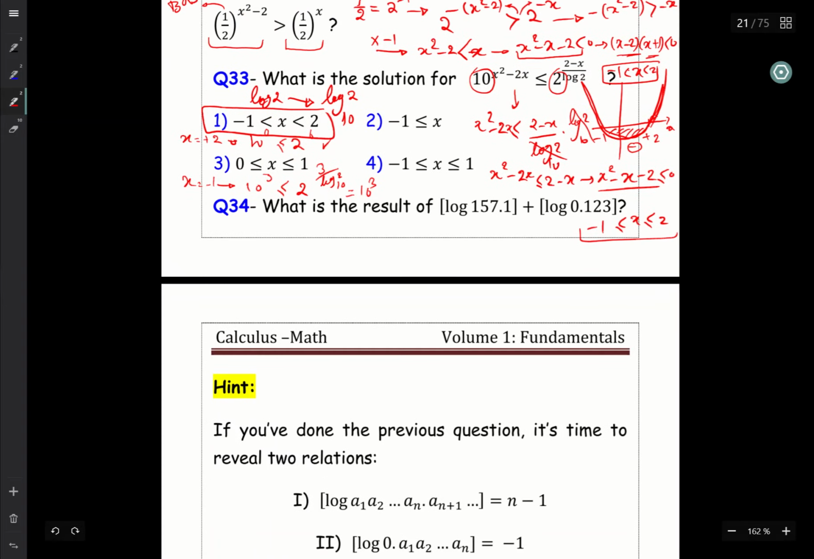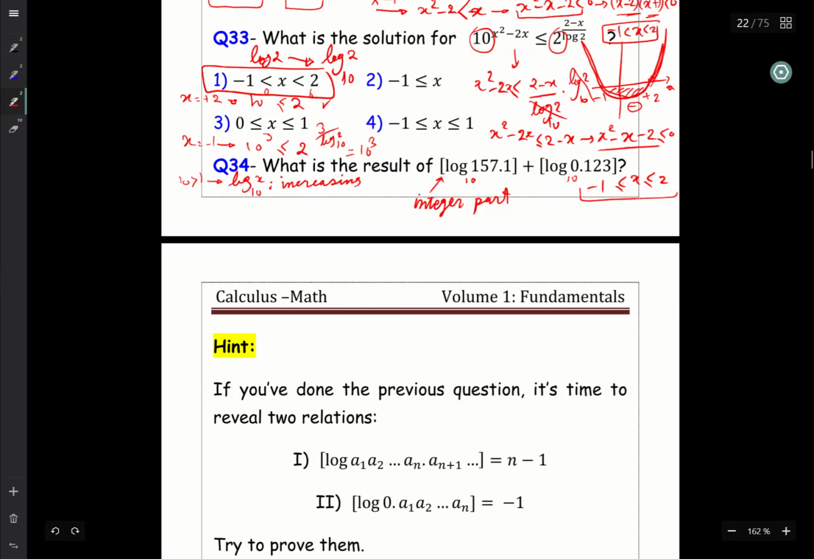Alright, so question 34. What is the result of the integer part? Again, a square bracket means integer part of log of 157.1 in base 10 plus the integer part of log of 0.123 in base 10. Okay, again, base 10 is greater than 1, so we know that log of any number in base 10 is a monotonically increasing function.